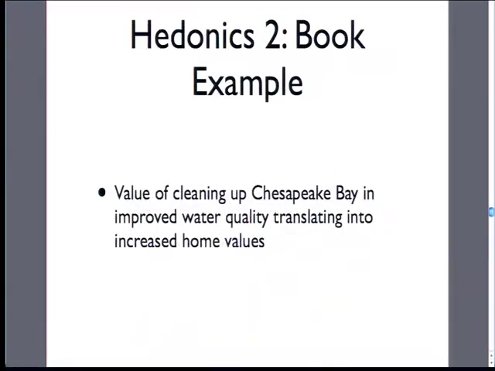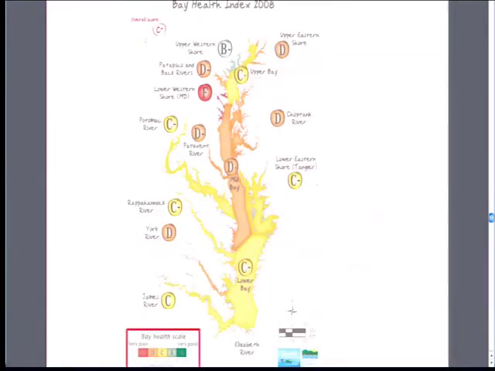So this is the one in the book about Chesapeake Bay. What's the value of cleaning up pollution in Chesapeake Bay in terms of affecting the properties of people that live around it, increasing the home values? Chesapeake Bay in Maryland is very polluted. It was once a very, very productive fishery. People are working on increasing the water quality.